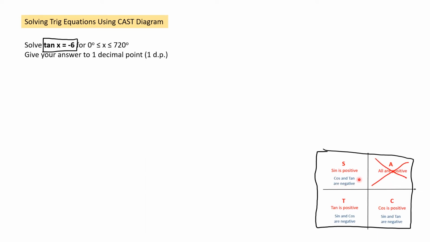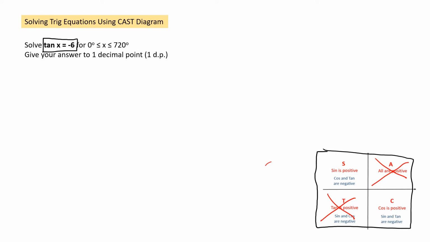In the second quadrant, only the sine value would be positive. Therefore, our answer lies in this quadrant, because in this quadrant tan is negative and our question says the tan value is negative. So this is a potential quadrant where we will find an answer for our question. And if you move to the third quadrant, tan is positive. So we are sure that we won't get any answer within this quadrant.